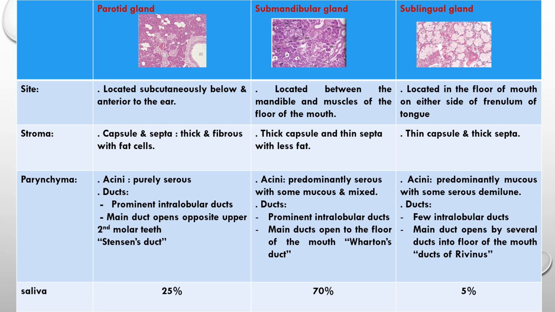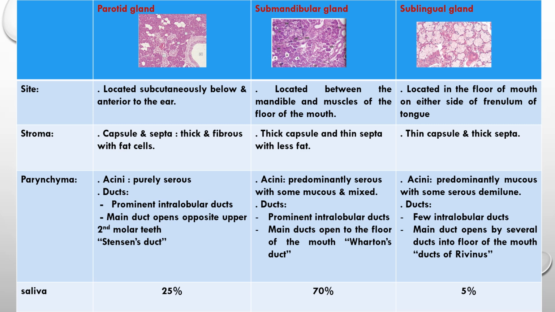As regards the parenchyma, the parotid gland is a purely serous gland. Purely serous, containing serous acini only. The duct system shows prominent intralobular ducts, and the main duct opens opposite the upper second molar teeth, called Stenson's duct.